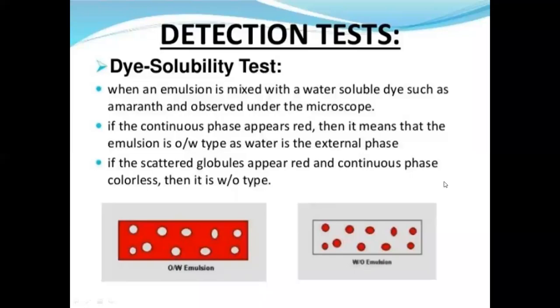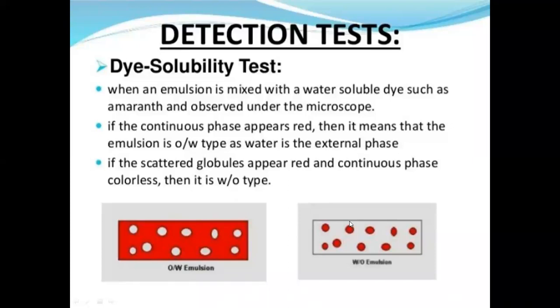So, dye solubility test. In the emulsion, mix some drops of a dye such as scarlet red dye, place this drop of emulsion onto a microscope slide, cover the slide with a cover slip, and examine it under the microscope. If the dispersed globules are red and the ground is colorless, then this type of emulsion is O/W.